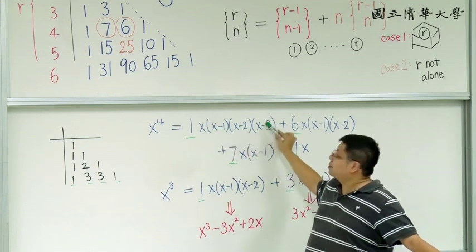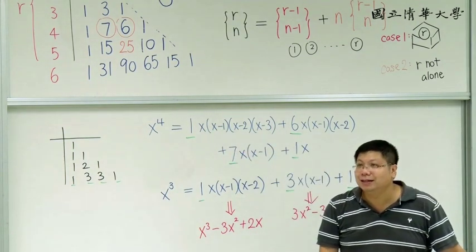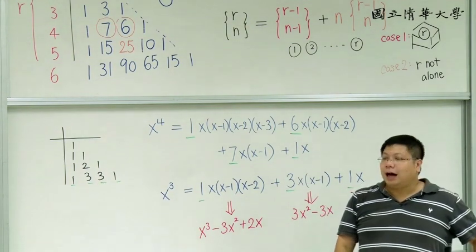X times x times x times x, so we get x to the power 4. Is that okay? Okay. Now, how about x cubed?